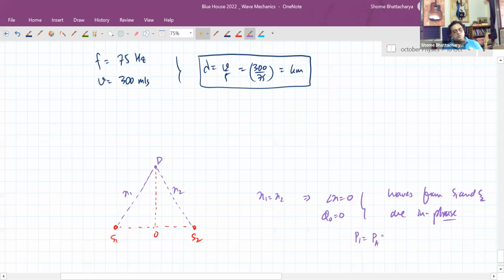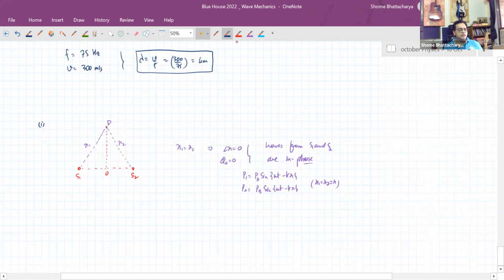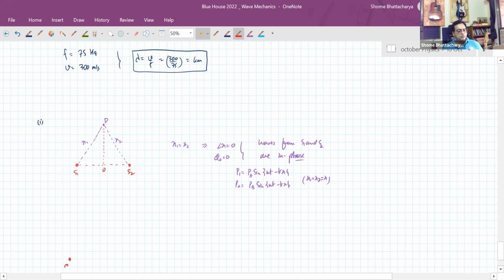P1 will be some amplitude sine omega t minus kx. P2 will be some amplitude sine omega t minus k into the same x. Okay, so that's the first part. But the second part is where the geometrical calculation starts. So now our detector has reached this position here, opposite to S2. So this is where your calculations will begin.